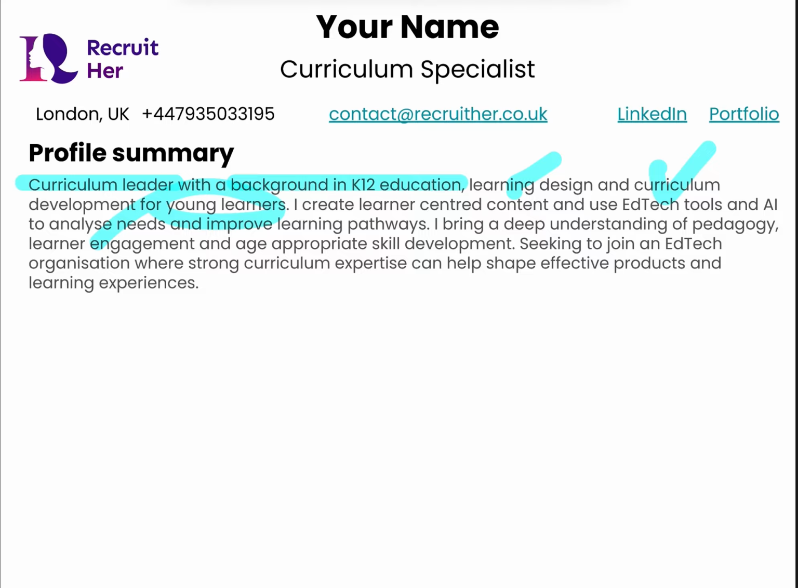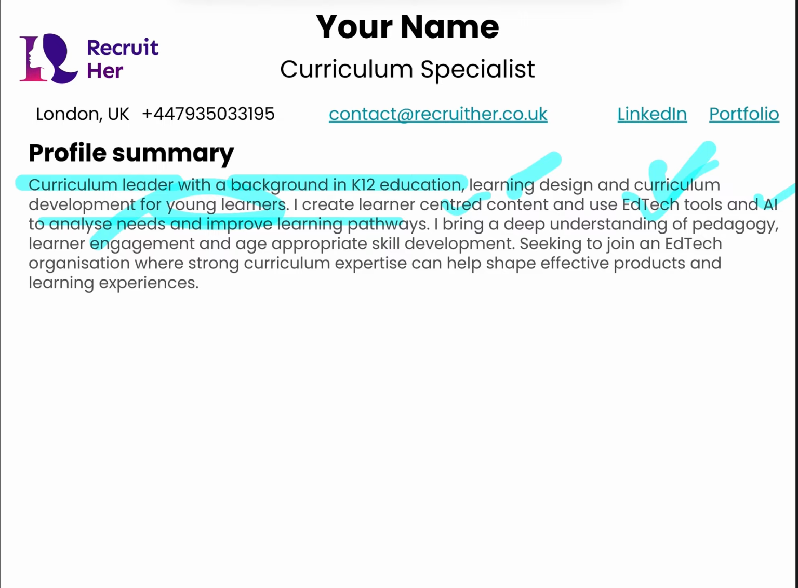So they're saying that I create learner-centered content, great, and use edtech tools, fab, and AI. So this is what we wanted to see, right? To analyze needs and improve learning pathways. Again, this is very much related to the job description, because that job description actually mentioned the fact that they will need to understand how to analyze the learner's journey, and then improve their learning journey, basically.